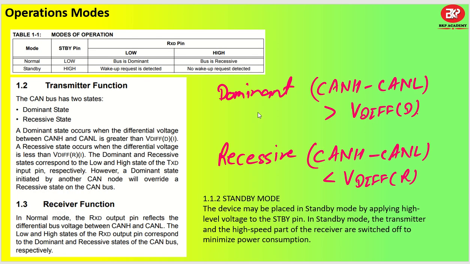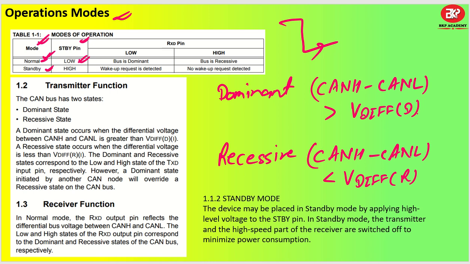Now, some very high-end interview questions are asked in hardware design circuits. They try to ask you what the different operation modes are for the CAN transceiver IC. If you see the modes, we have normal mode and we have standby mode. So what will the standby pin value be in those cases? Whenever you want to have it in normal mode, the standby pin must be low. So the IO connected to this standby pin will be low.